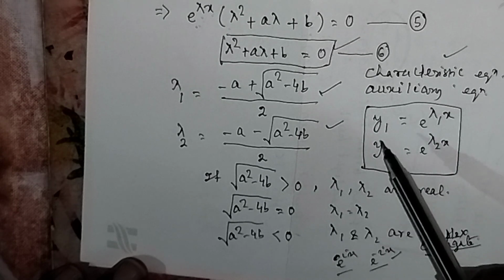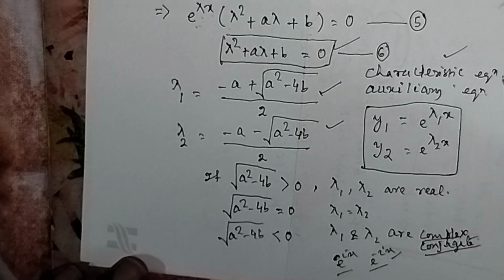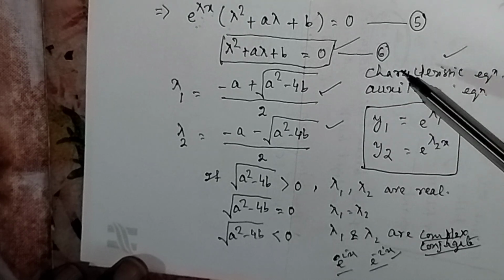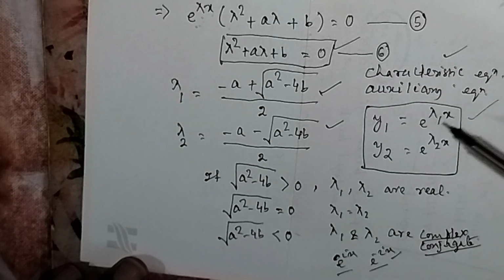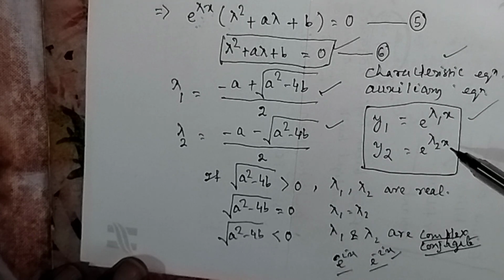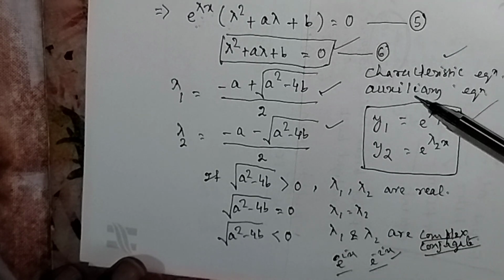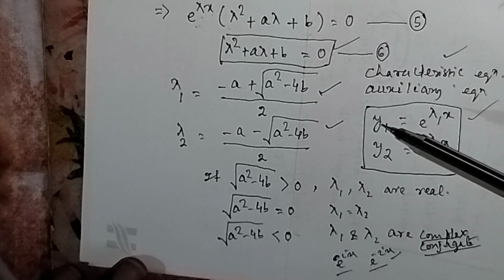So if you have a second order linear homogeneous differential equation with constant coefficients, then you can find the solution of the equation like this. You have two solutions: one is e to the power lambda 1 x, another is e to the power lambda 2 x. In this way, you can find the solution of the second order linear differential equation in different cases in physics, that is mechanical vibration or electrical vibration. These formulas are very useful.